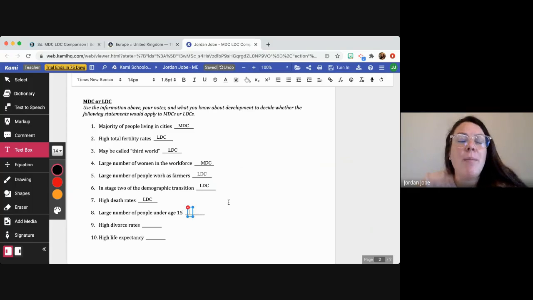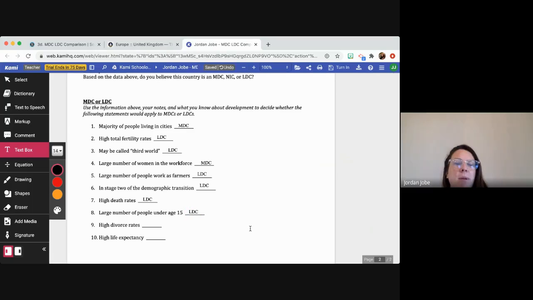You have a large number of people under the age of 15. MDC or LDC? What do you guys think? A large number of people are under the age of 15. So these are population pyramids. LDC, absolutely. If you have a large number of people under the age of 15, it means that you have high birth rates. You have lots of babies being born. The higher your birth rate, the lower your level of development.